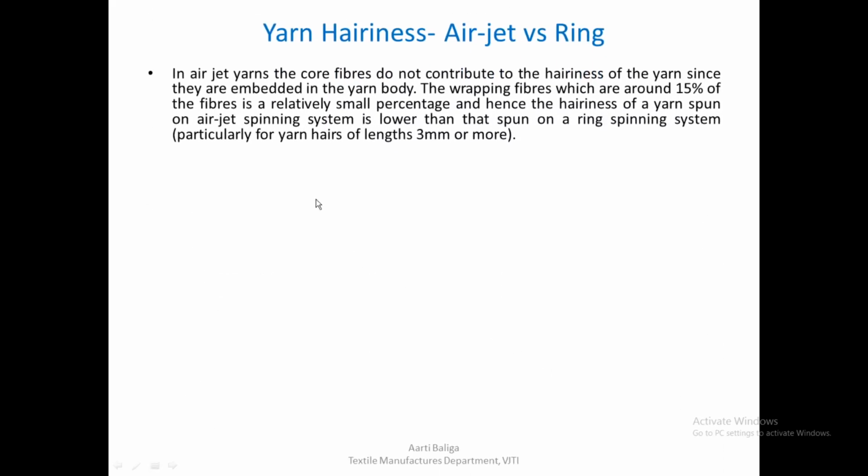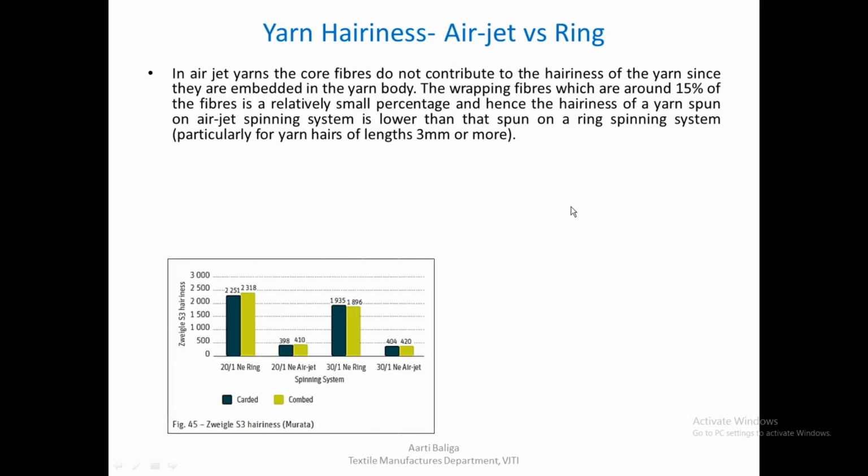Now let us look at yarn hairiness in the case of airjet versus ring. In airjet yarns, the core fibers do not contribute to the hairiness of the yarn since they are embedded in the body of the yarn. The wrapping fibers, which are around 15% of the fibers, are a relatively small percentage, and hence the hairiness of the yarn spun on the airjet system is lower than that spun on the ring spinning system. This trend we see particularly for yarn hairs of length 3 mm or more.